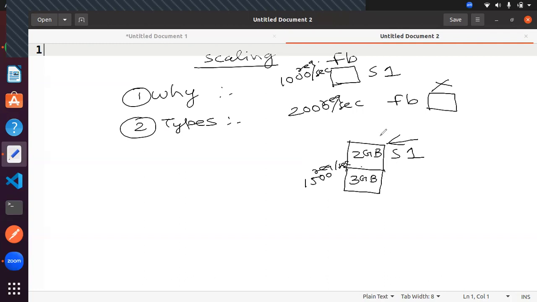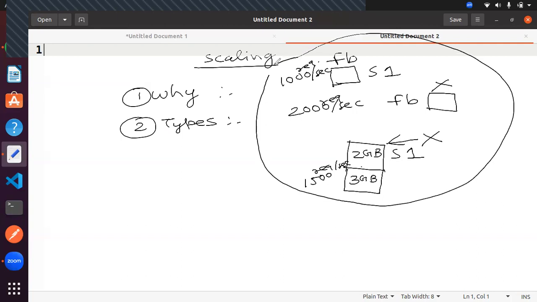Suppose server one is physically damaged. At that time also there is an issue, because the server has failed. Server is damaged, and the issue comes. Then the next scaling type comes. This is vertical. Next is the horizontal.